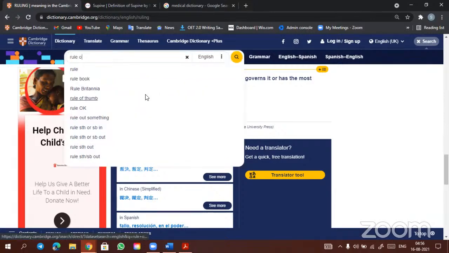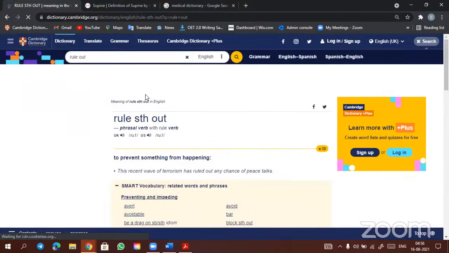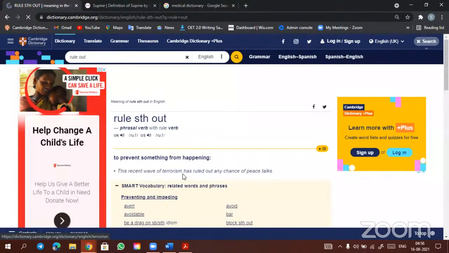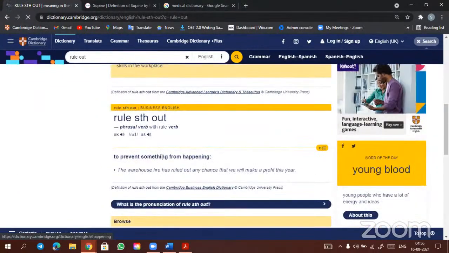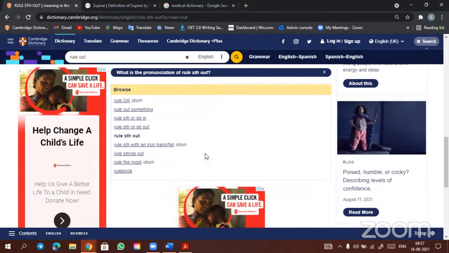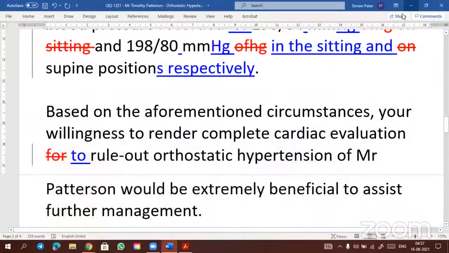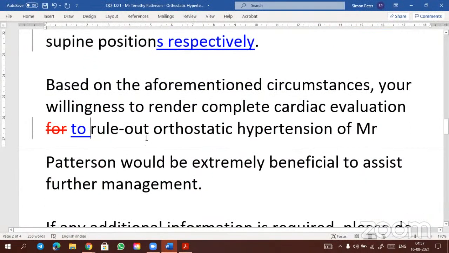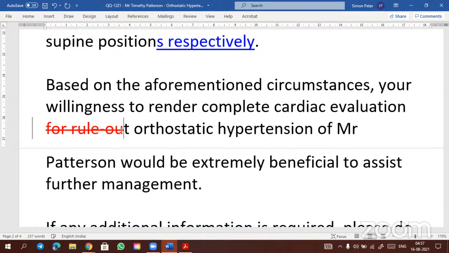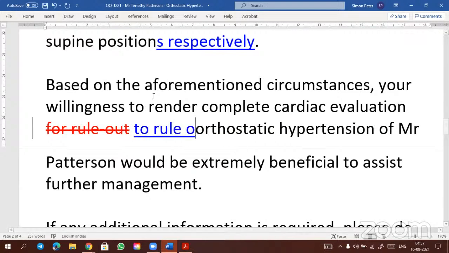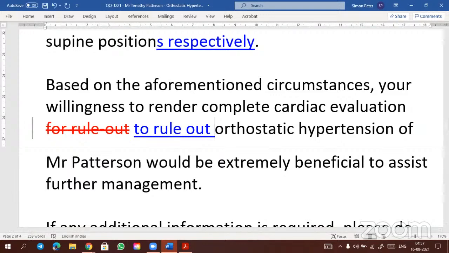Rule out. Now the words has ruled out. To prevent something from, rule something out. Yeah, to rule out. The warehouse fire has ruled out any chance. Ruled out. To rule out, not for ruling out. For rule out is wrong. To rule out. To rule out, that is correct. No hyphen.